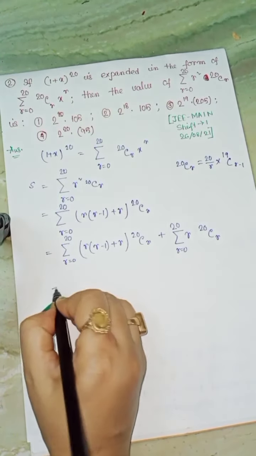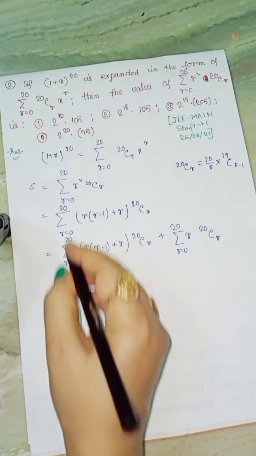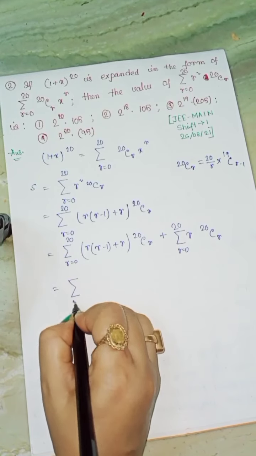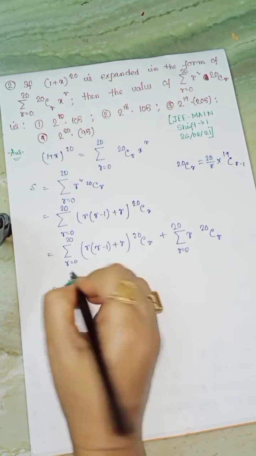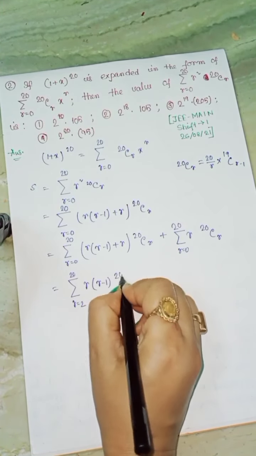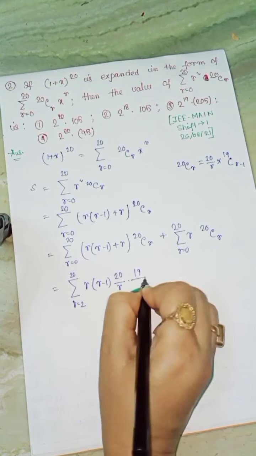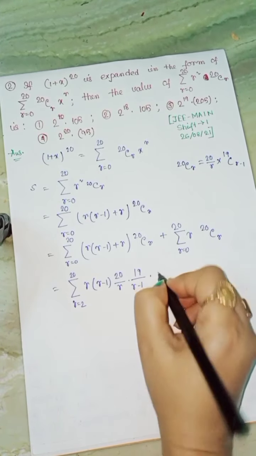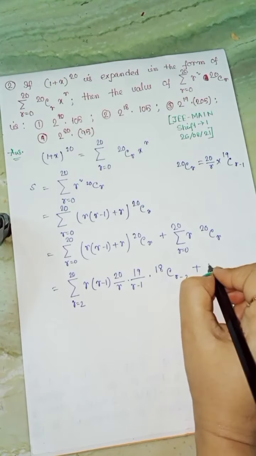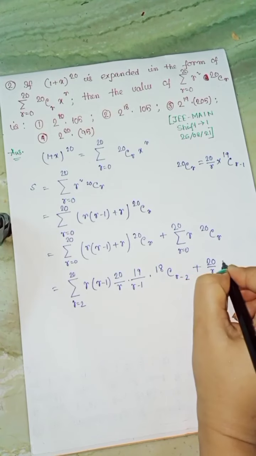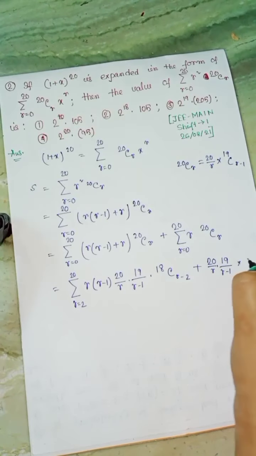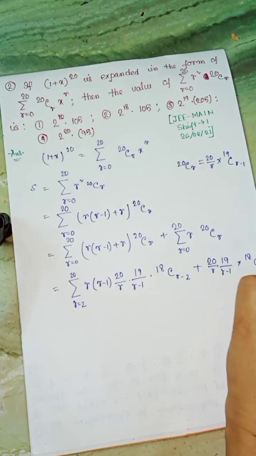So now when we take r is equal to 2 to 20, this one becomes summation r is equal to 2 to 20 r into r minus 1 into 20 by r into 19 by r minus 1 into 18 c r minus 2, plus this one becomes 20 by r into 19 by r minus 1 into 18 c r.